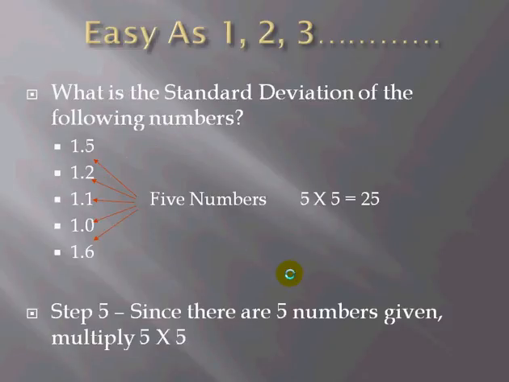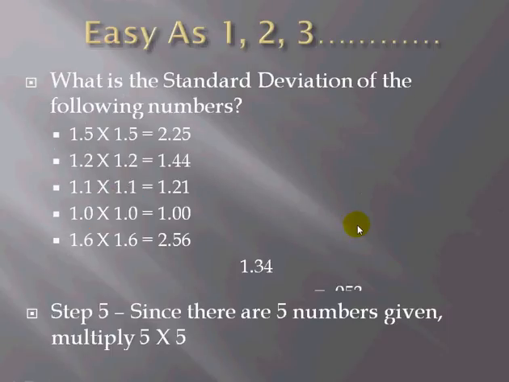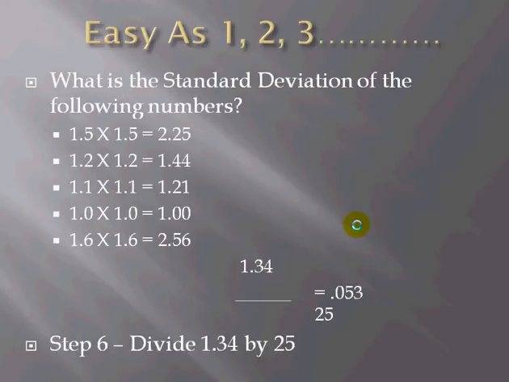In step 5, since there are 5 numbers given, we're going to multiply 5 times 5. So we are taking the 5 times 5 variable from the 5 numbers that are provided here, as you can see. And that product is 25. In step 6, we'll divide 1.34 by the 25, and we come up with 0.053.